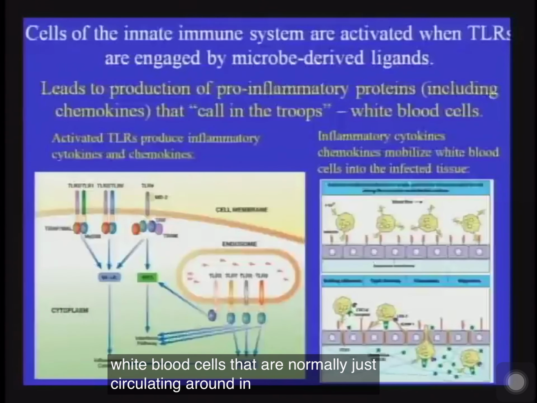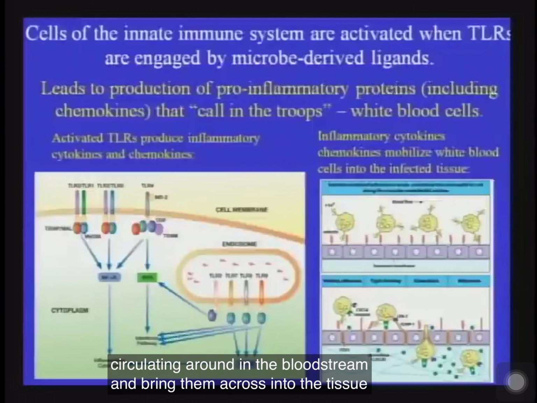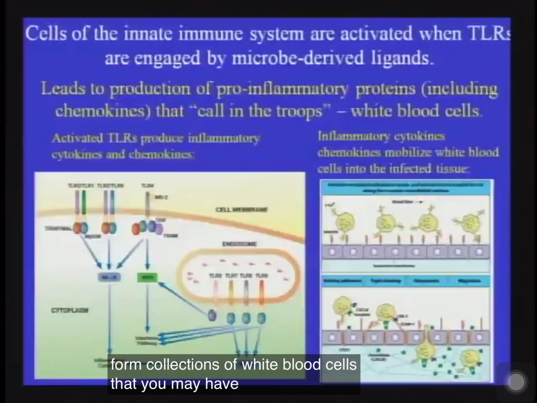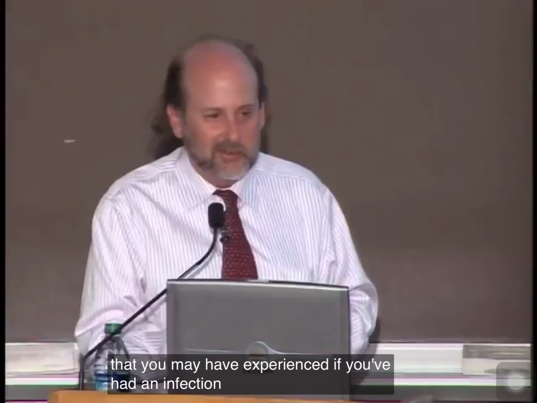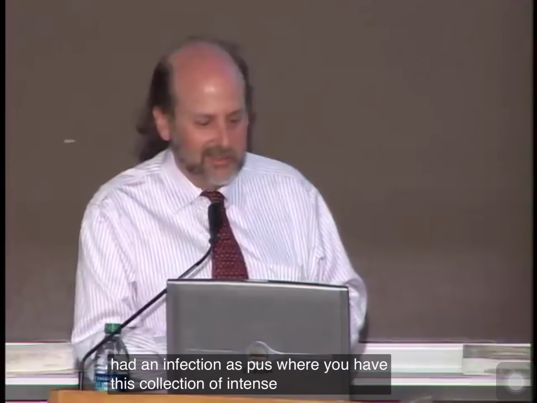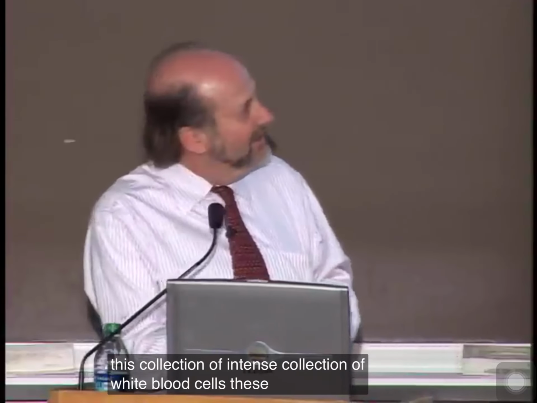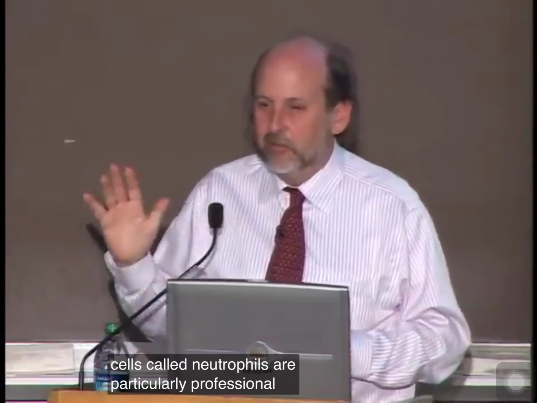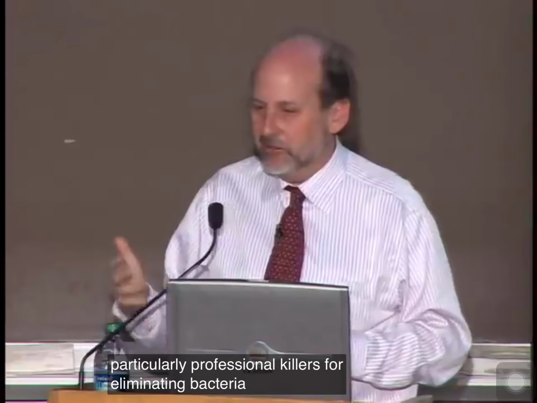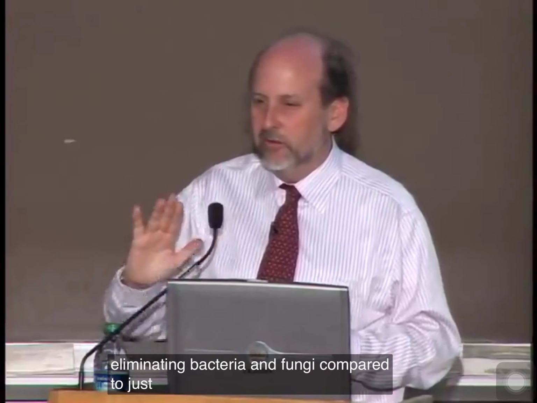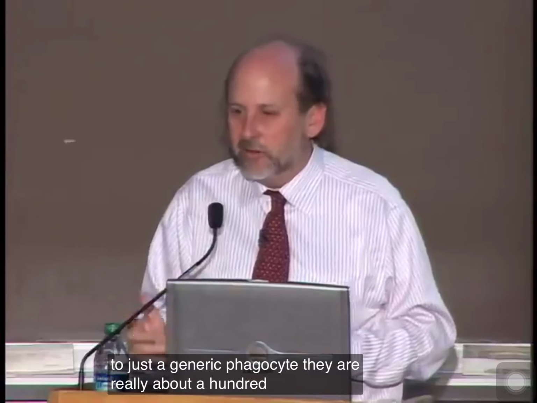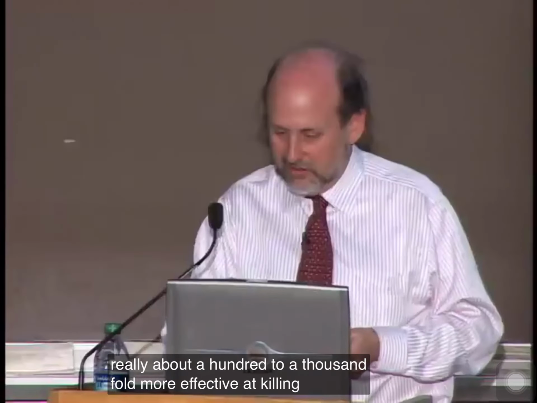just circulating around in the bloodstream and bring them across into the tissue to form collections of white blood cells that you may have experienced if you've had an infection as pus, where you have this intense collection of white blood cells. These white blood cells, called neutrophils, are particularly professional killers for eliminating bacteria and fungi. Compared to just a generic phagocyte, they are really about 100 to 1,000-fold more effective at killing.